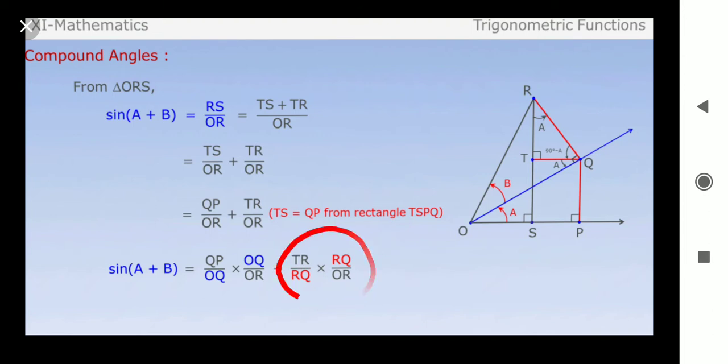Okay, now see in this triangle, you find that angle A. So sin A equals, of course, PQ by OQ. In place of QP by OQ we can write sin A. In the same way OQ by OR. OQ is this one, OR is this one, and this one is B. So what is this? QO.